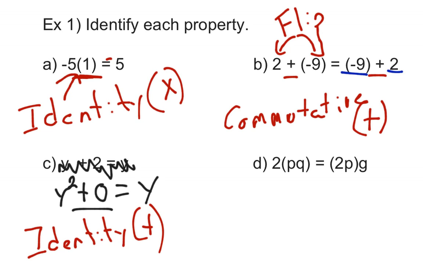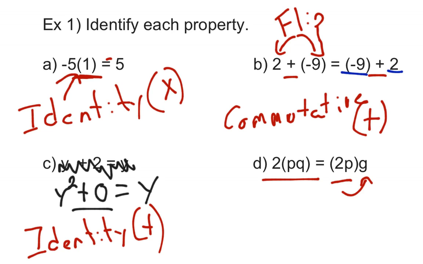Okay, part D, last one. This here is a multiplication. It's basically saying that if we multiply P and Q together first and then multiply by that 2 out front, that should be the same thing as if we multiply the 2 and the P together and then multiply by the Q. Again, it's just telling you that it doesn't matter what order you multiply these things in.